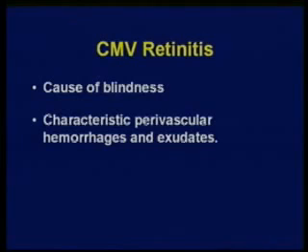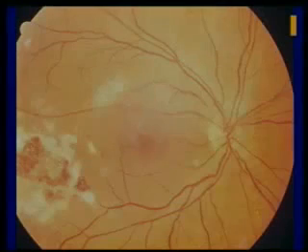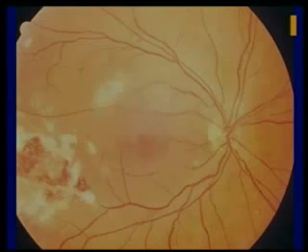CMV retinitis is a cause of blindness, can be sudden. There's a characteristic perivascular hemorrhage and exudate. It looks like ketchup on a pizza. It looks like a cheese pizza. Here it is. So here's the blood vessel, here's the edema and the hemorrhage. Just think cheese pizza. All right?